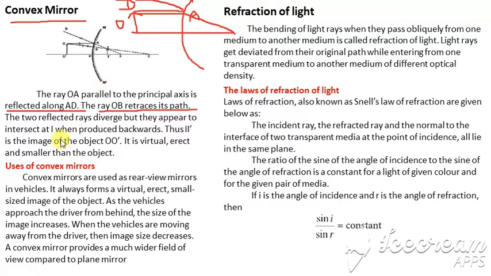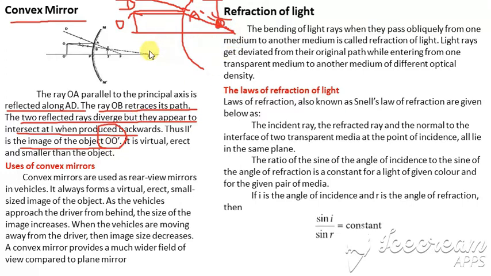Okay, but the two reflected rays appear to intersect at the point I. So if we extend them, it appears to intersect at the point I, it just seems to be intersecting. Thus I dash is the image of the object O dash.